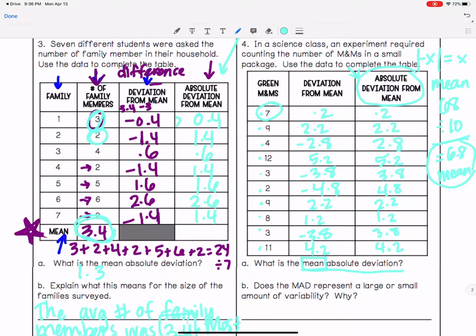0.2 plus 2.2 plus 2.8 plus 5.2 plus 3.8. And I got to make sure I'm not making mistakes in my calculator, so I'm double checking this as I type. Plus 4.8 plus 2.2 plus 1.2 plus 3.8 plus 4.2. And I just barely got 30.4. Now the next step was to divide by how many numbers there are in our data set, and we had 10. So I just got 3.04 would be the mean absolute deviation.